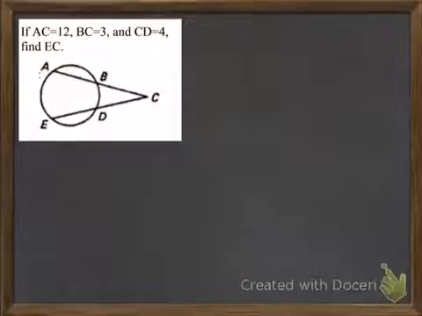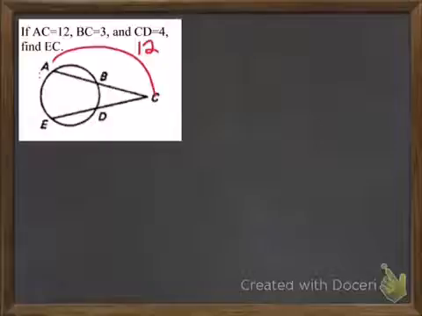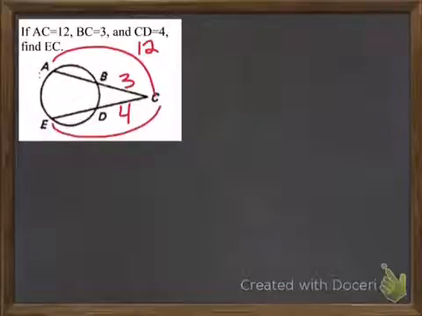And basically what it's asking is if AC equals 12, so to start off, we're going to draw a line from A to C and put 12. And BC equals 3, so we're going to put a 3 here. And CD equals 4. Find EC. So we don't know what EC is, so we're just going to draw another line and put X.